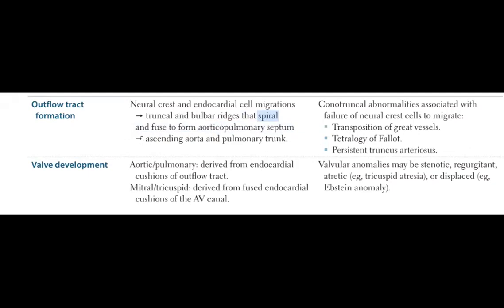Okay, then after this spiraling and the septum in between the aorta and the pulmonary trunk, it will further lead to the formation of the ascending aorta and the pulmonary trunk, as I told earlier, from the truncus arteriosus. The conotruncal abnormalities are associated with the failure of the neural crest cells to migrate. When the neural crest cells fail to migrate, what will happen? These three problems: transposition of the great vessels, tetralogy of Fallot, and the persistent truncus arteriosus.